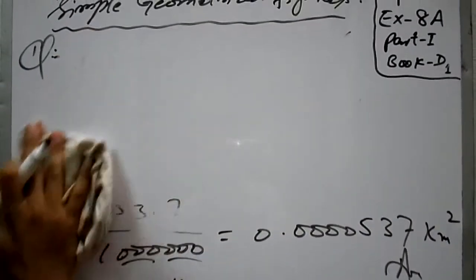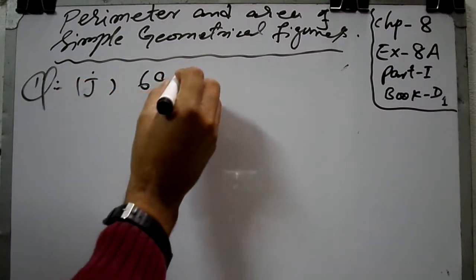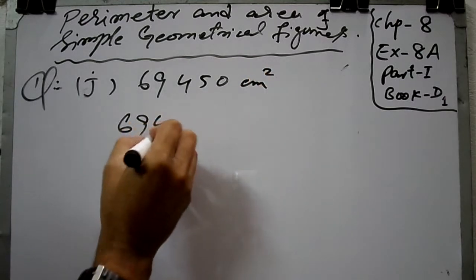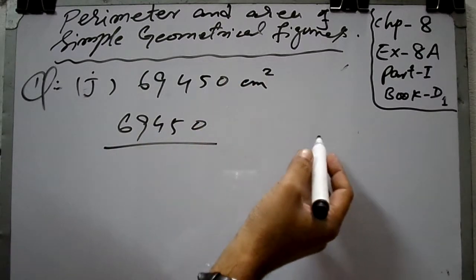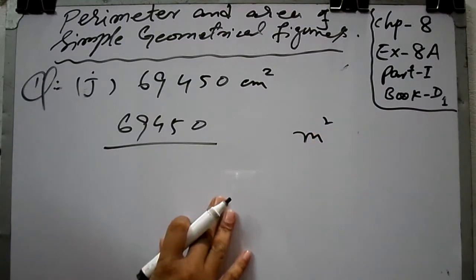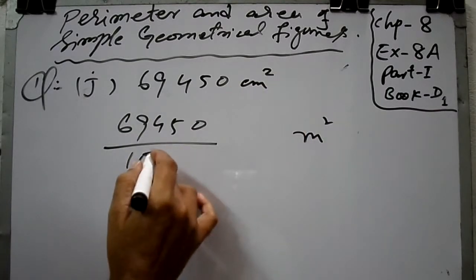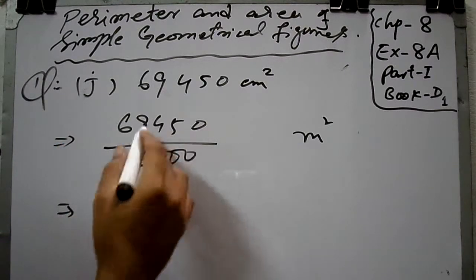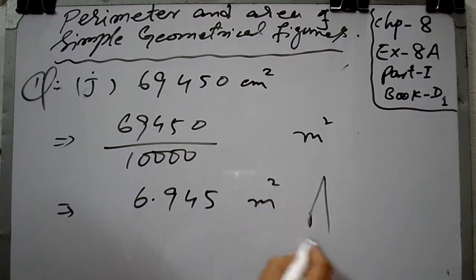Now the last part, that is J part, 69450 centimeter square, convert into meter square. 69450 divided, centimeters, and you have to make meter. What is the difference between meter and centimeter? There is 100 difference. It is a square, so take 2 times 100. 100 into 100, you will get 4 zeros. So when you divide, you will get 6.945 meter square. So that is your result.